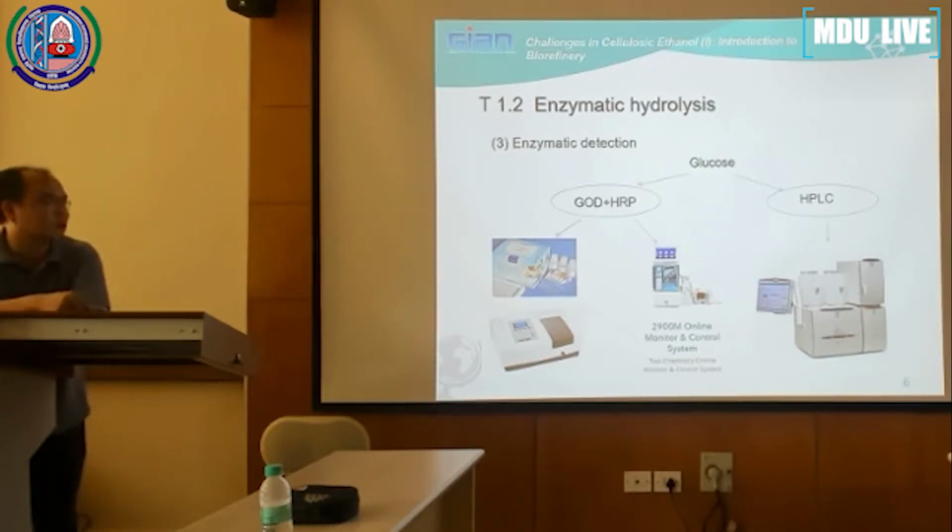In my lab, I purchased this machine. It's a biochemical analyzer. It's very convenient. It depends on immobilized GOD and does not rely on HRP. It uses immobilized GOD to detect the content of glucose, but we have to dilute the hydrolysis slurry. And this one is a glucose analysis kit. Usually we use a spectrophotometer to detect the absorbance.